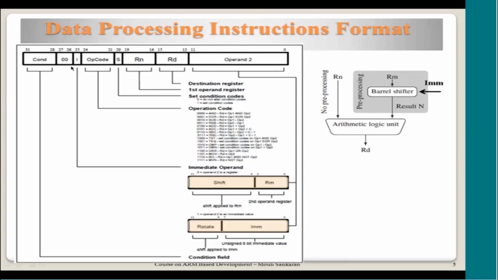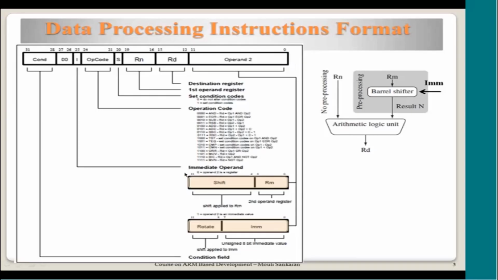So what I am showing here is the data processing instruction format, and once this 00 is encountered, it will know that this is a data processing instruction coming in. Now let me see what the value of I is here. So I is the immediate operand bit.